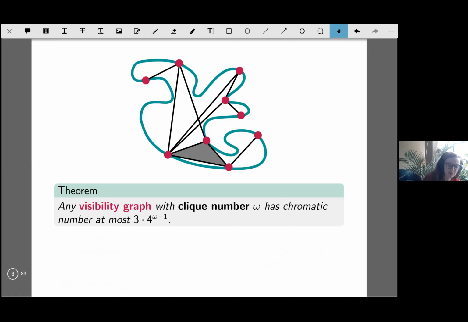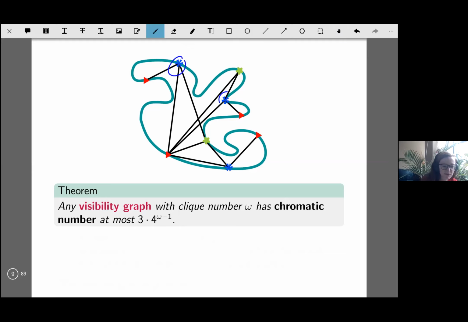And then the chromatic number of a graph is the smallest number of colors you can use to color every vertex so that no two vertices of the same color see each other. So if you look at, say, all the blue stars, this is a stable set in the graph. And I'm going to write throughout the talk chi for the chromatic number of a graph.